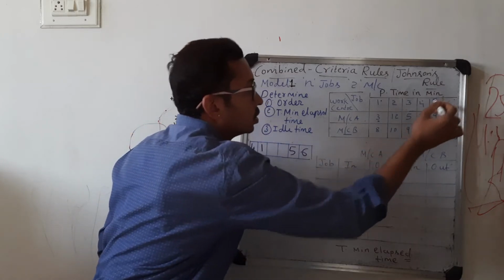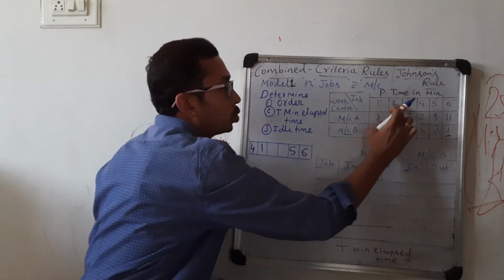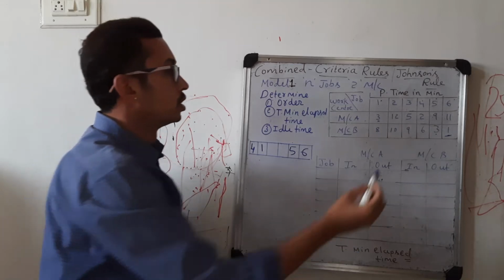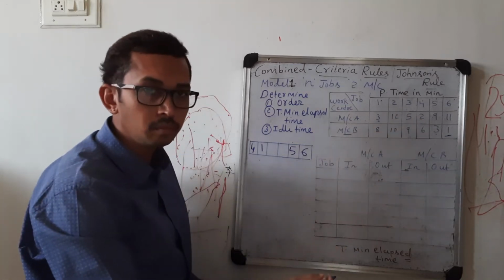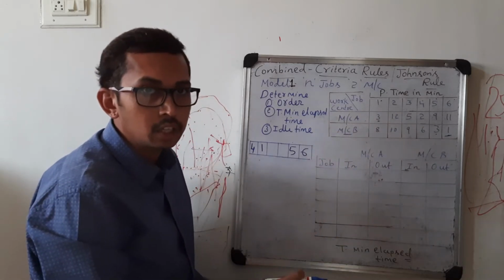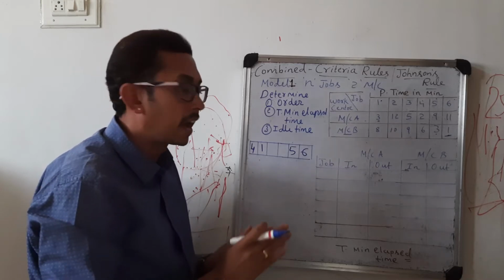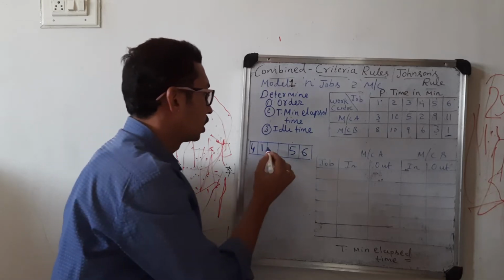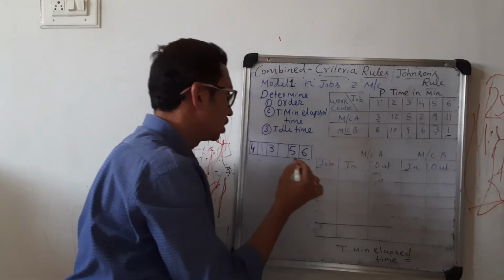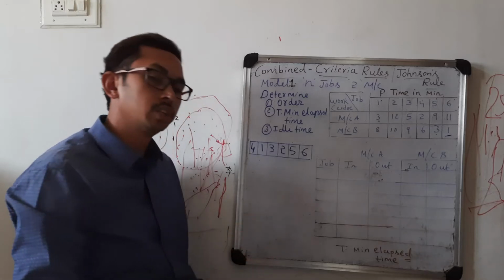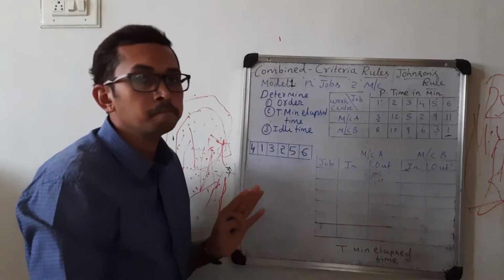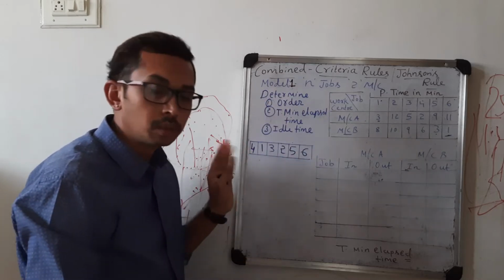Next we are left with job 2 and job 3. Out of these, which has the minimum processing time? We have 5, right? This 5 is for machine A, so it has to be placed as early as possible. Therefore this is job 3. The remaining one is job 2. Have you understood? This is how we have to sequence the given jobs on the machines.